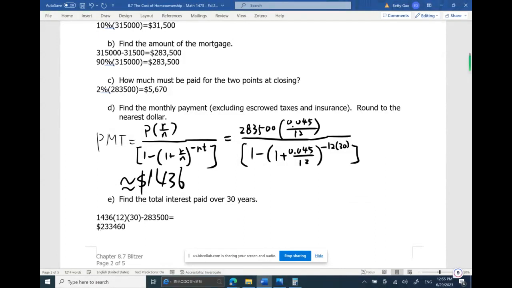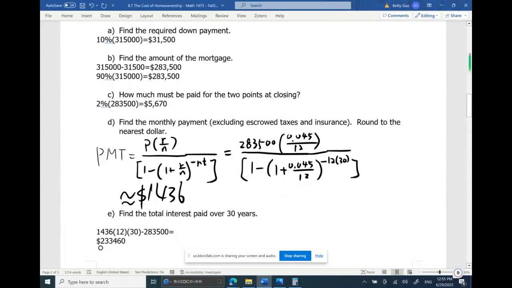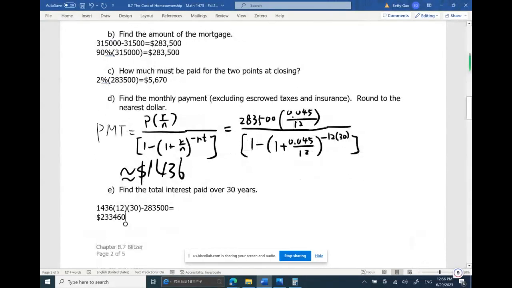I would add the 2 points. The 2 points is how much? The 2 points is $5,670. The upfront down payment, we do not count that as the cost of the home because it's a part of the price you have to pay. The cost of the loan includes the interest over the 30 years, and including the points, $5,670, and including the closing cost, the escrow fee. Well, we answered part E.